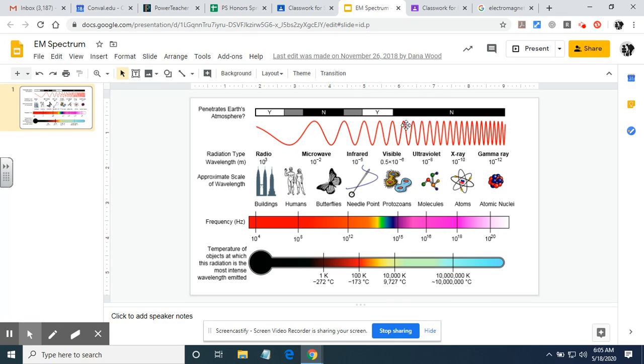Notice up here, as I'm mousing over this section from left to right, the wavelength of the waves is getting shorter and shorter. The waves are getting smaller and smaller. Keep in mind, what do waves carry? They carry energy. So all of these types are carrying energy, but as you go from left to right and the waves get smaller, they end up carrying more energy, because all electromagnetic waves travel at the exact same speed.